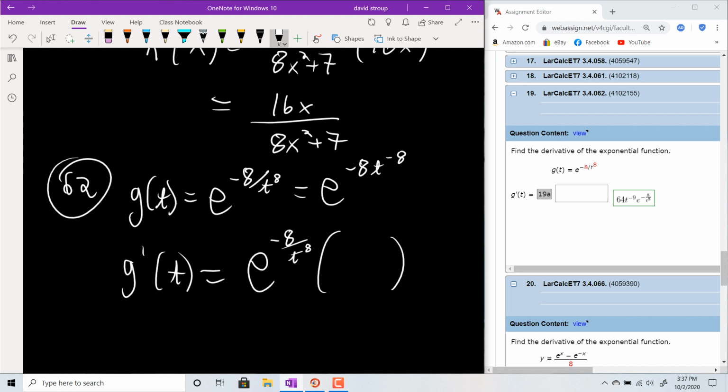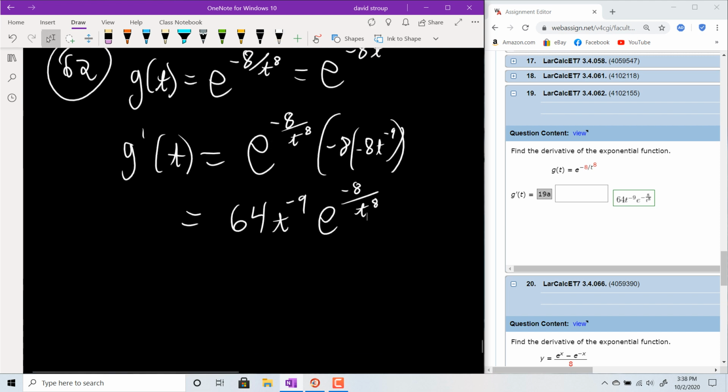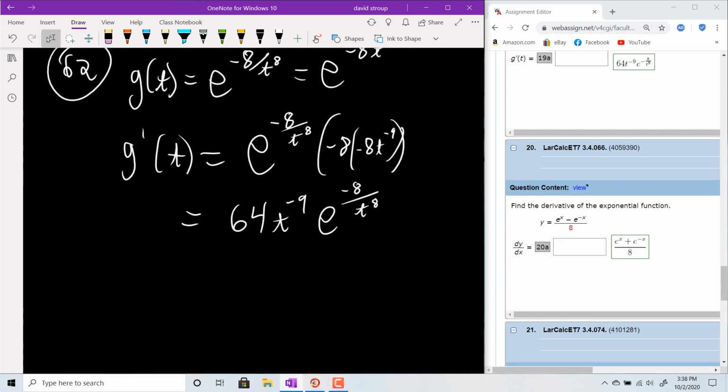So the negative exponent there. We'll have negative 8 times the derivative of t to the negative 8, which will be negative 8 t to the negative 9. Okay, so we get 64 t to the negative 9 times e to the negative 8 over t to the 8th, which you can then rewrite if you wish. Well, you don't even have to rewrite it. I'm looking at the answer they got, and they didn't even bother.